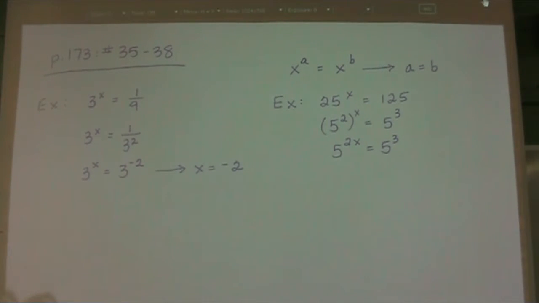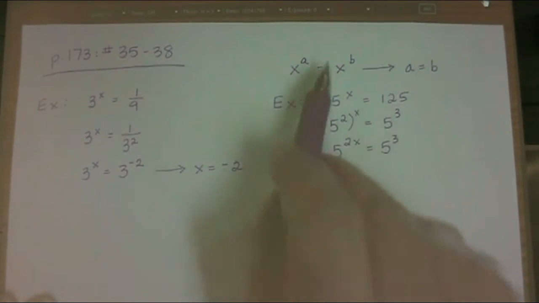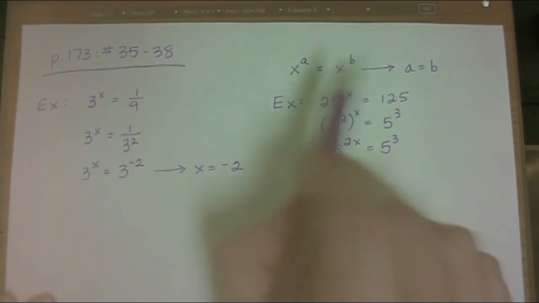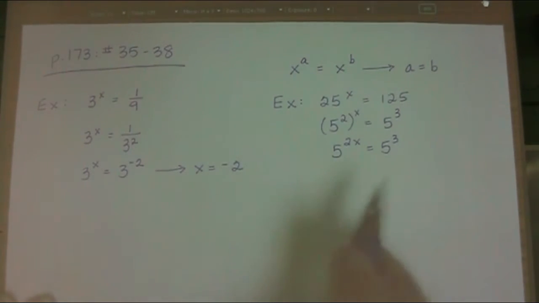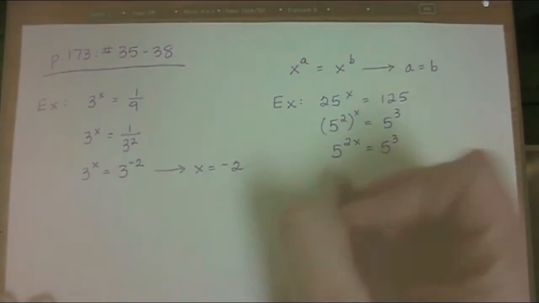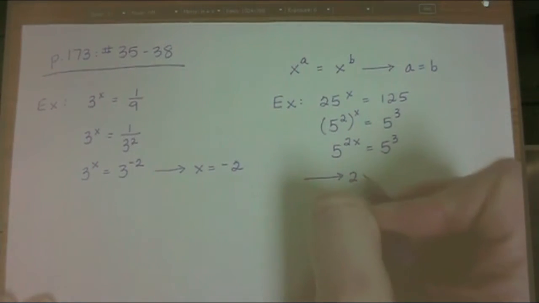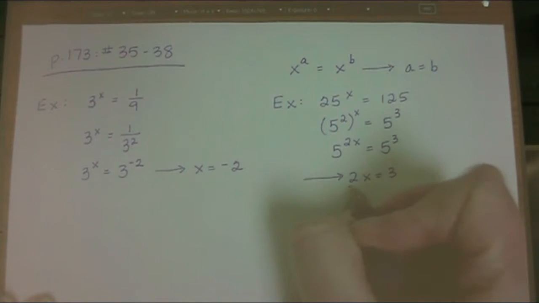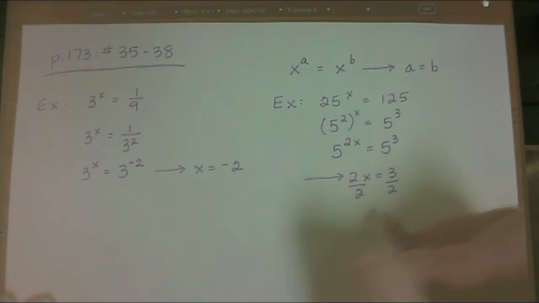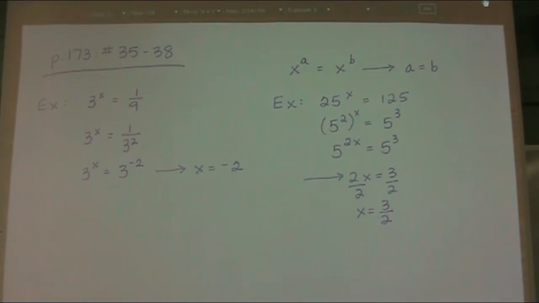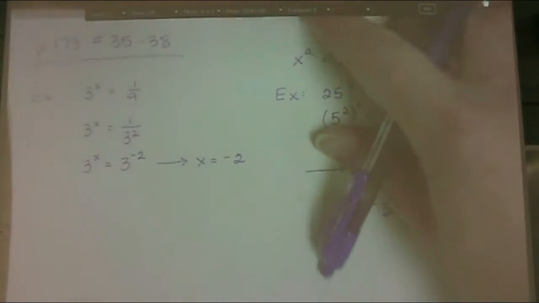All right, now I have the same base. The base is this number, the 5. Up here, my base is x. But now I've got a base of 5, so it means my two exponents must be equal. So it means 2x must equal 3. Solve for x by dividing both sides by 2, and I have x equals 3 over 2. So what I want to do now is let's go to the first one that we have for homework. And they're a little bit more complicated.